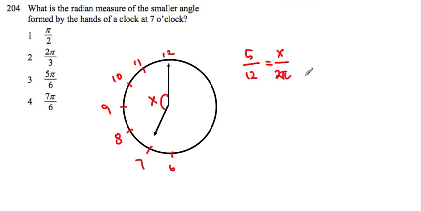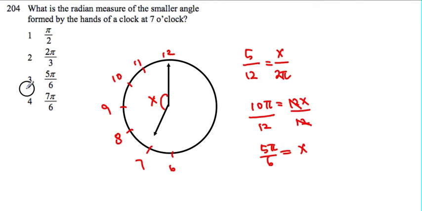So we can set up this ratio and then calculate it. Then we end up getting 10 pi is equal to 12x, and divide by 12. Then x must be equal to 10 pi over 12, or 5 pi over 6. So therefore our answer will be choice 3.